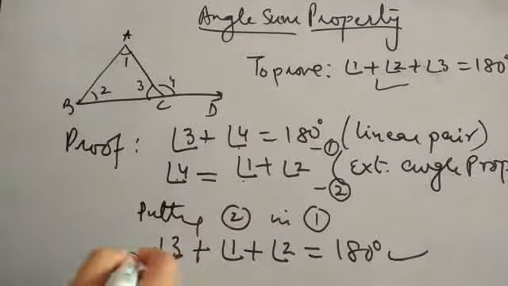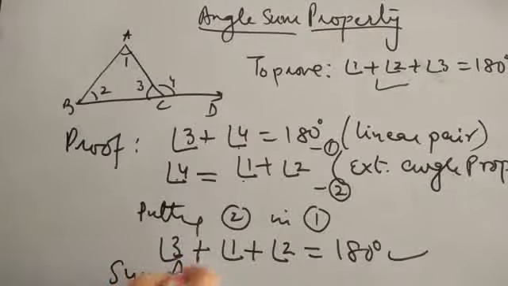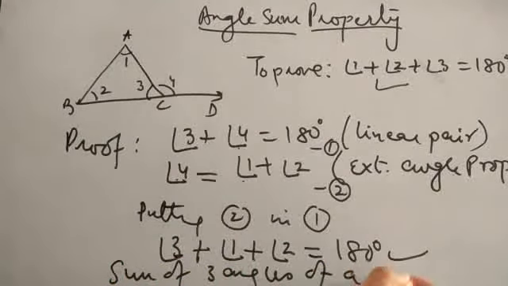So the sum of the three angles of a triangle is 180 degrees. This is the angle sum property, right? Now we will be doing 1 or 2 examples based on the same. I hope it is clear to you.